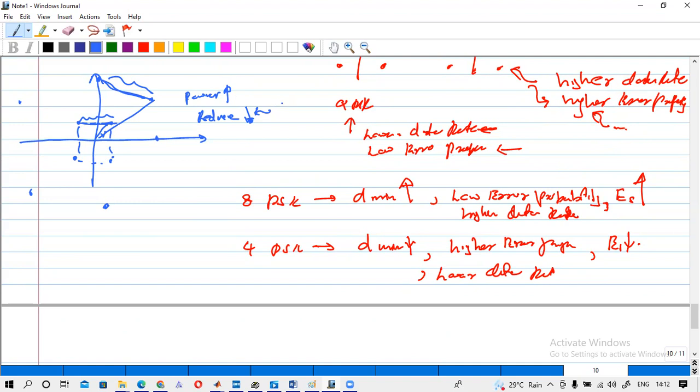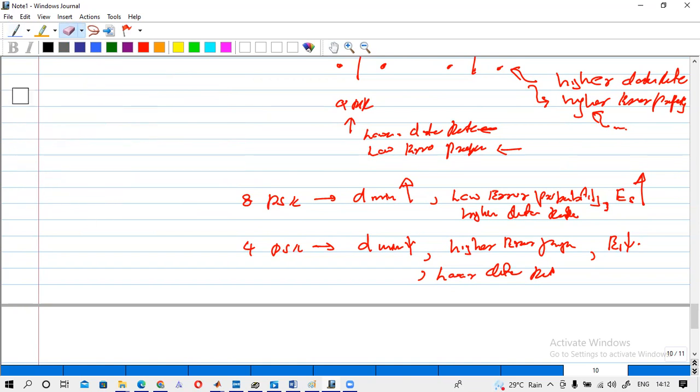Sometimes the receiver can be damaged. If the receiver is very near, it can be damaged due to high power. So there are some trade-offs. But anyway, if you can increase the power, you can reduce the error probability. I think it happens here, but still it is not enough.